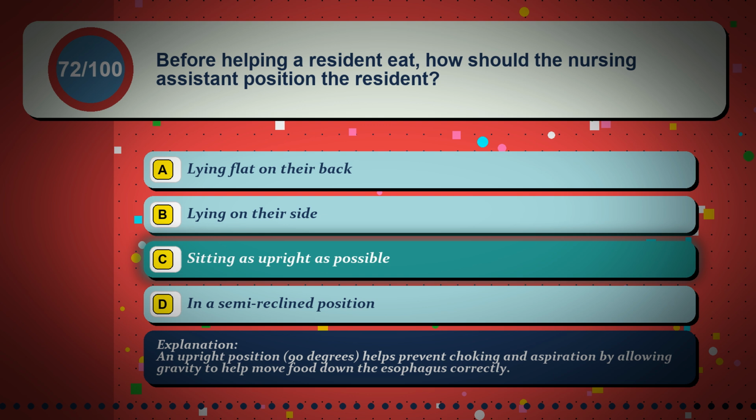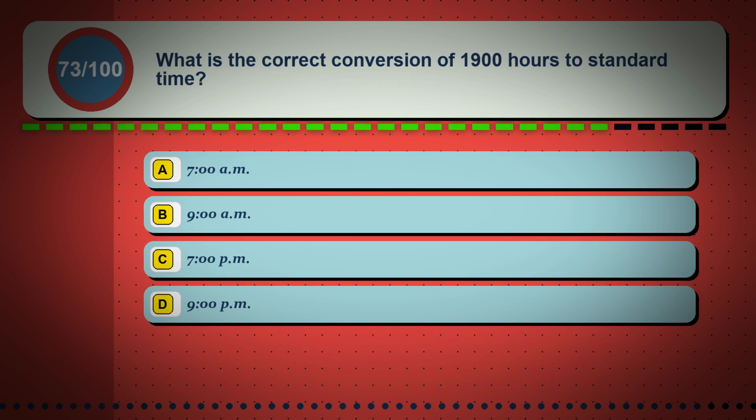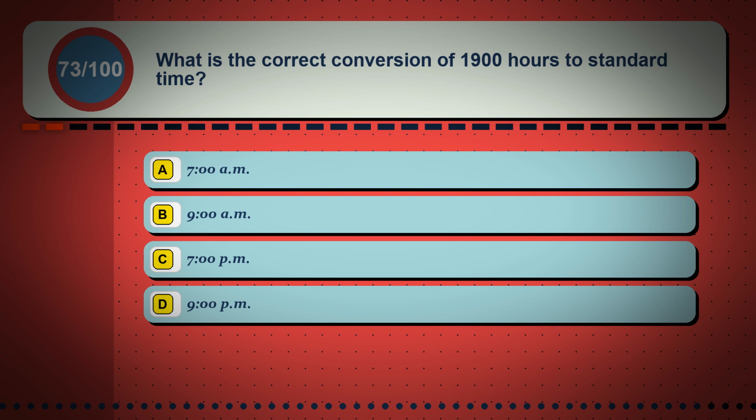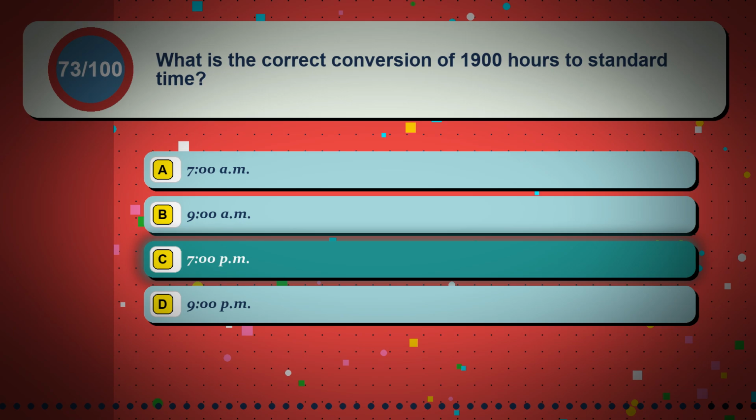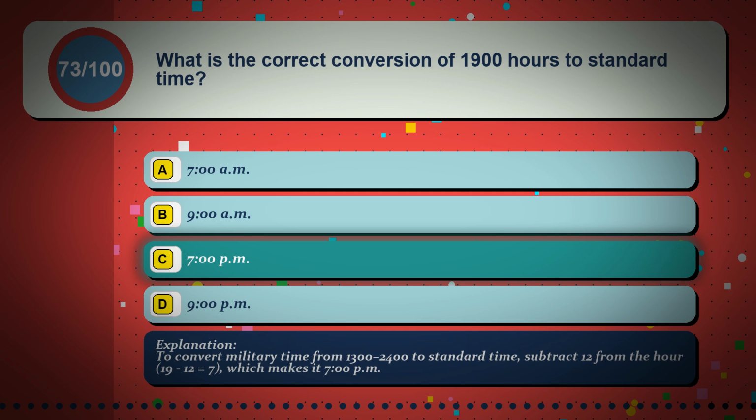correctly. Question 73. What is the correct conversion of 1900 hours to standard time? Option A, 7 a.m. Option B, 9 a.m. Option C, 7 p.m. Option D, 9 p.m. The correct answer is option C, 7 p.m. To convert military time from 1300 to 2400 to standard time, subtract 12 from the hour. 19 minus 12 equals 7, which makes it 7 p.m.